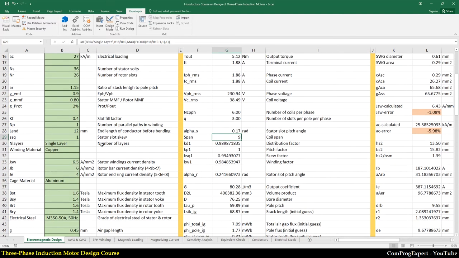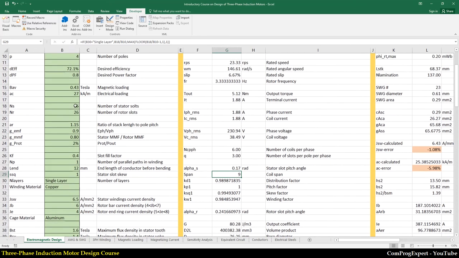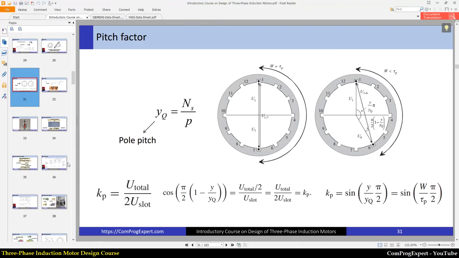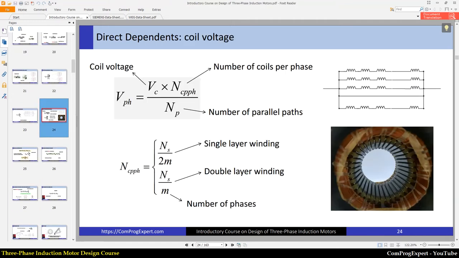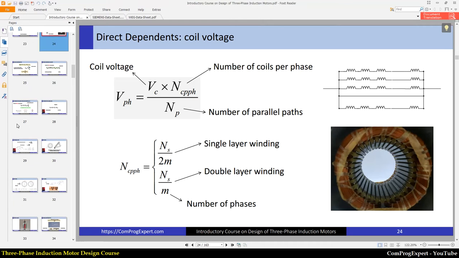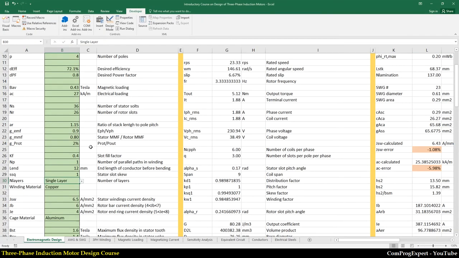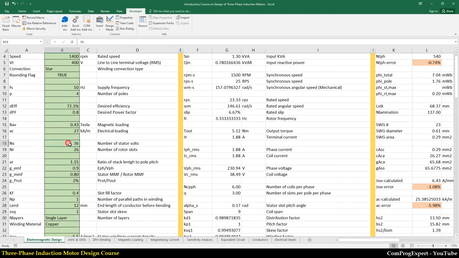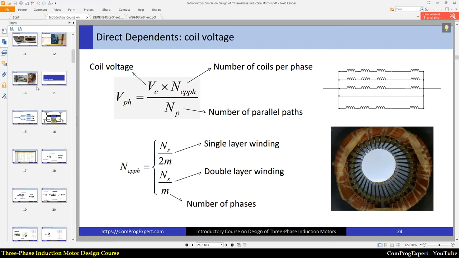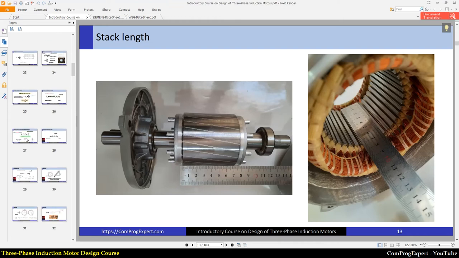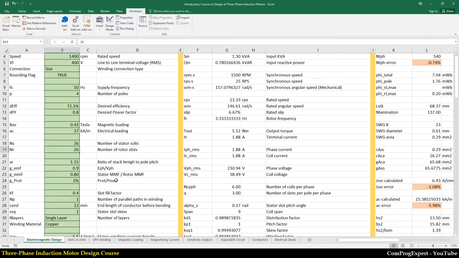and in this case I set the value of number of stator slots equal to 36 and number of rotor slots equal to 26, right? And I set number of layers equal to single layer. This is a single layer winding, not double layer winding, as I explained in the previous videos. So in this benchmark motor, number of stator slots is equal to 36. So I wrote here also 36 for number of stator slots. And number of rotor slots in the benchmark motor is 26. And I wrote 26 for NR also here in this Excel file.